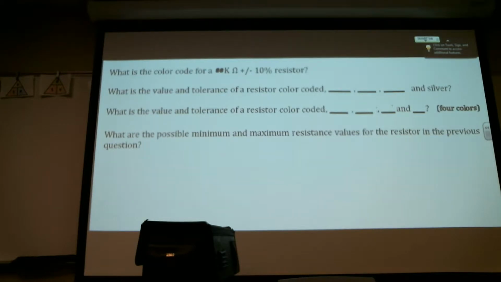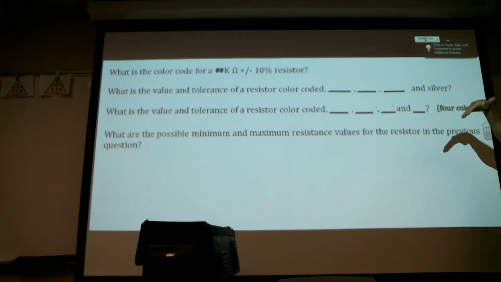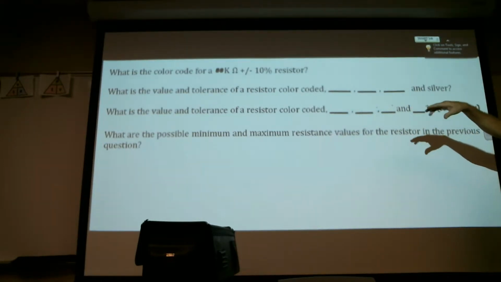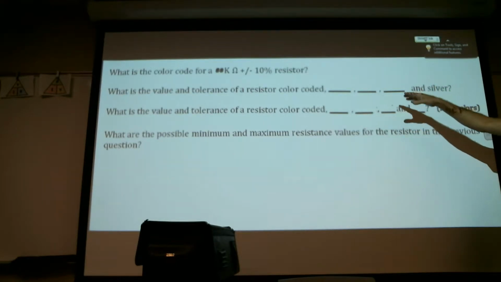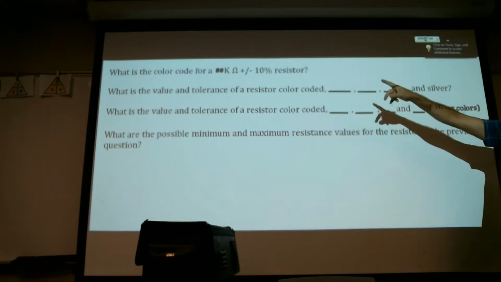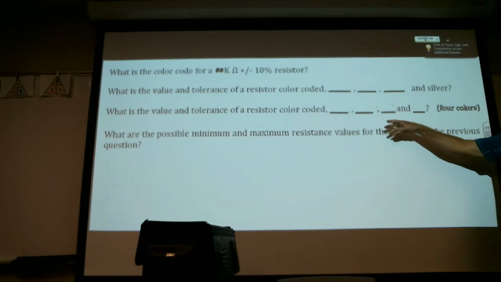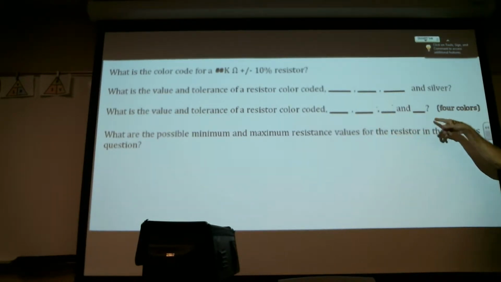Okay, so what is the color code for a particular resistor, 10%? What is the value and tolerance? What are they asking? What is the color code for a certain resistor? So you're going to do the colors. What is the value and tolerance of a resistor? Okay, so this is separate from the last one. They're going to give you colors, and then you have to give the number of ohms and the percentage. What is the value and tolerance of another one? So you're going to get two of those.